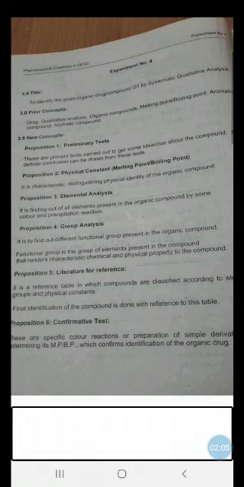Then next step will be determination of physical constant. If it is solid, you will go with melting point. If it is liquid, you will go with boiling point. Then next step will be your element detection or elemental analysis, in which you will prepare a sodium fusion extract of the compound and carry out the test on that filtrate or extract which you obtained at the end of the sodium fusion extract preparation, and you will detect presence of nitrogen, sulfur and halogens in your compound.